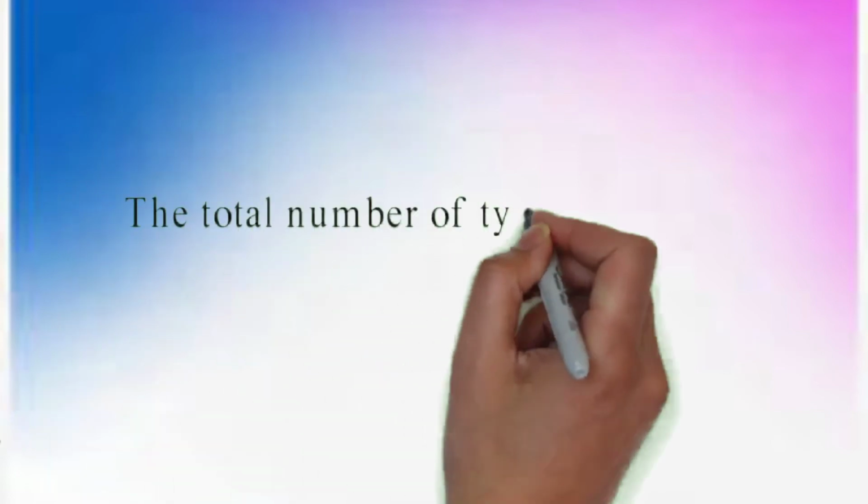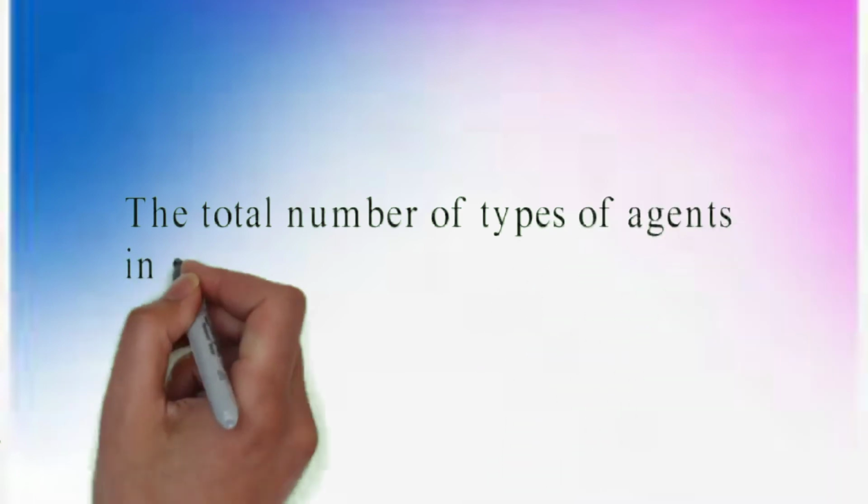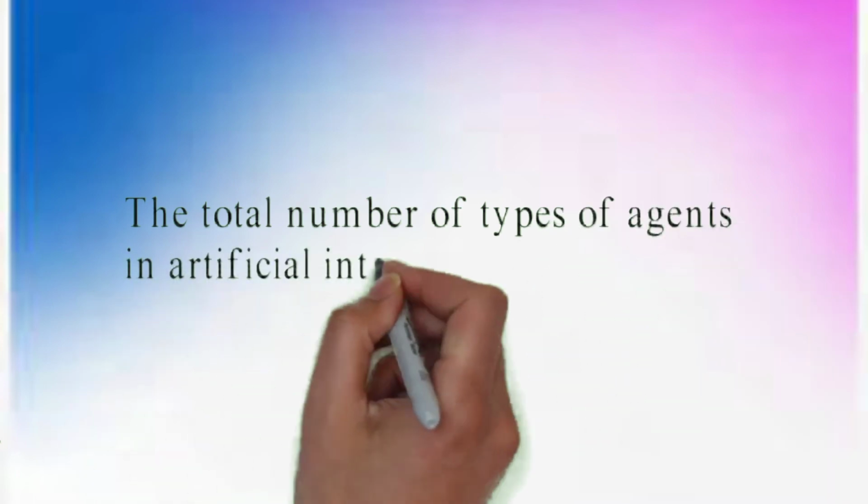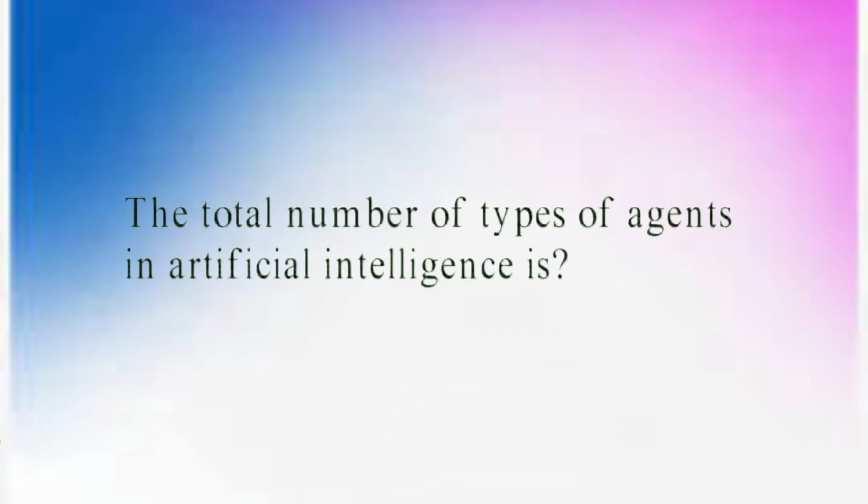The total number of types of agents in artificial intelligence. The answer is 4.